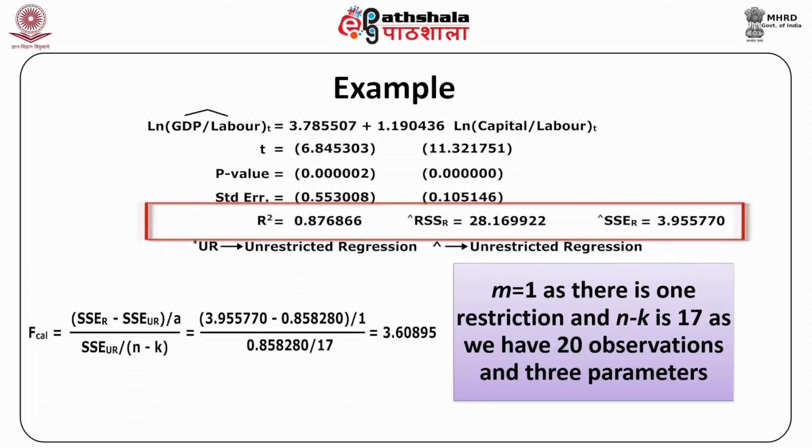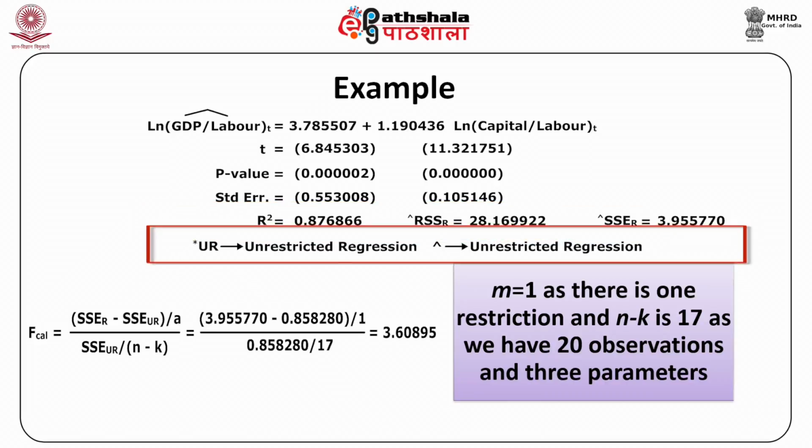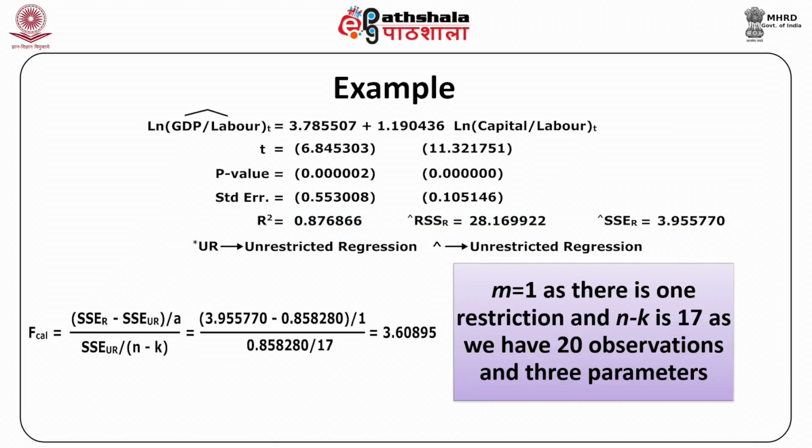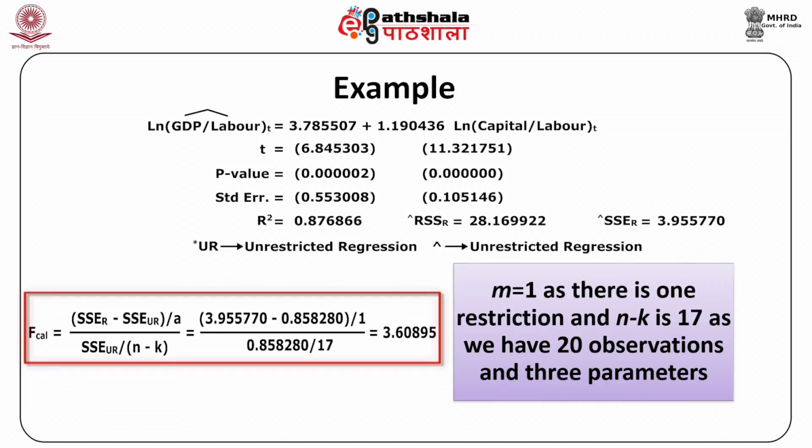RSS hat R is equal to 8.169922. SSE_R hat is equal to 3.955770. Star: UR is the unrestricted regression. The dependent variables differ in both the regressions, so we use the F test.